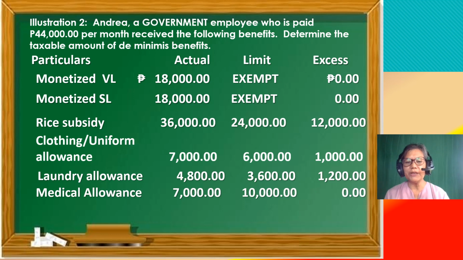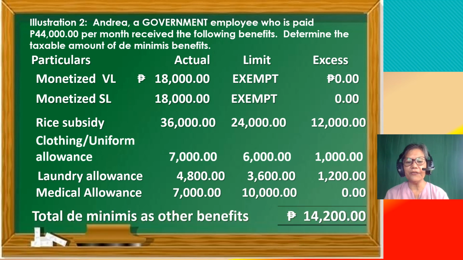Now we are going to compute the total excess. We have 12,000, 1,000, and 1,200. How much? The resulting figure is 14,200. And we call it total de minimis as other benefits. So, there is a difference of how much? 18,000. Because a while ago, we computed how much? 32,200. Now it is 14,200. Okay?